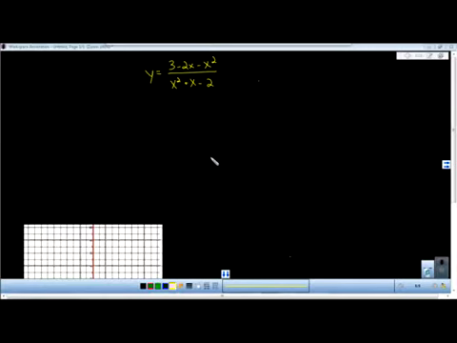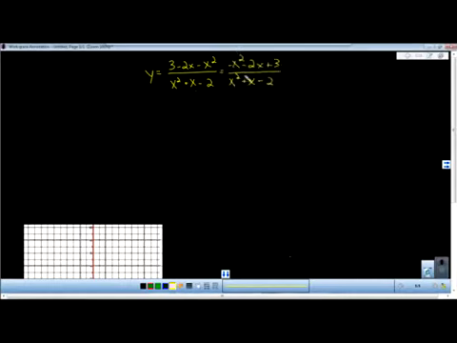In this particular function, we want to find all the horizontal and vertical asymptotes and the holes in the graph. So I have y is equal to (3 minus 2x minus x squared) over (x squared plus x minus 2). First thing I want to do is find the horizontal asymptotes because I think they're the easiest to find. I'm going to put the top part of the fraction, the numerator, in standard form. So I have negative x squared minus 2x plus 3. And I'm going to leave the bottom alone for now, which is x squared plus x minus 2.